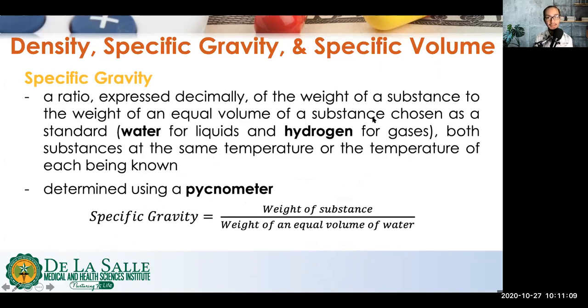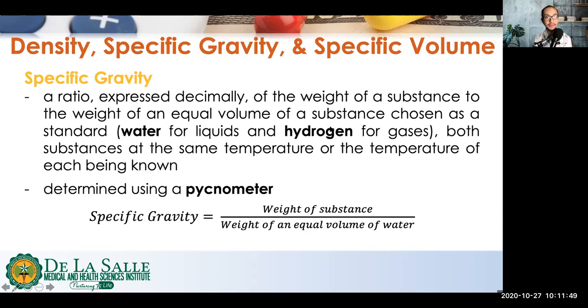Now, the specific gravity, okay, on the other hand, is a ratio, okay? It is a ratio of the same quantity, okay? It is a ratio that is expressed decimally of the weight of a substance to the weight of an equal volume of a substance chosen as a standard. For example, water for liquids and also solids, and hydrogen for gases. Both substances should be determined at the same temperature, or the temperature should be known for each of these substances. Okay. Now, the density is a quantity. Okay, with a unit.